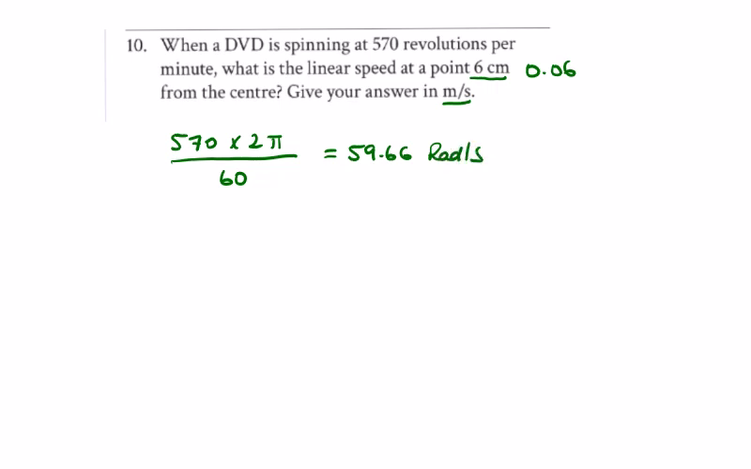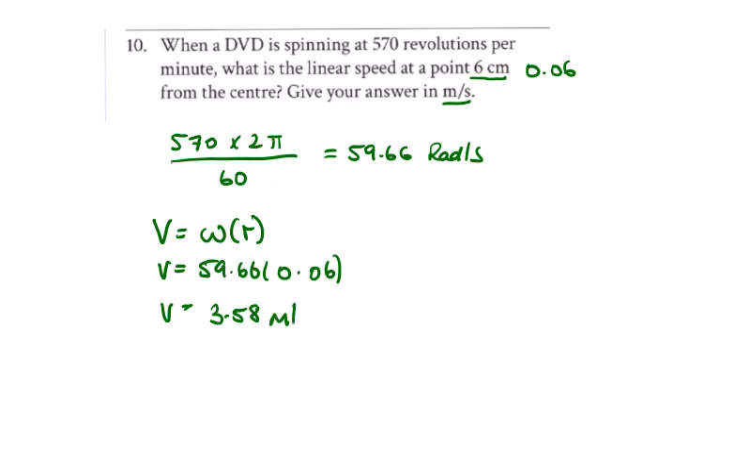And we want the linear speed. v is equal to the angular speed times the radius. So 59.66 times 0.06 is the linear speed, which works out to be 3.58 meters a second.